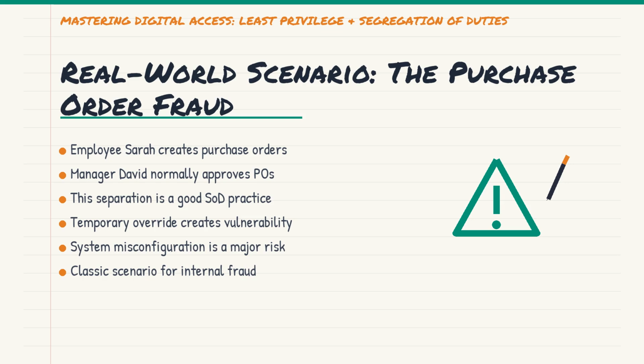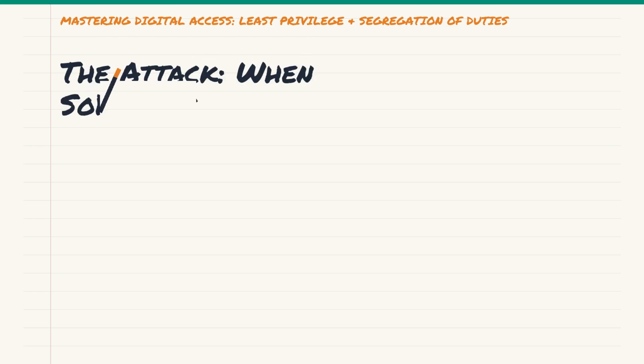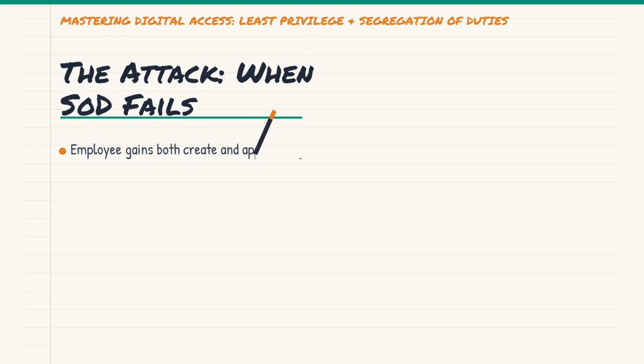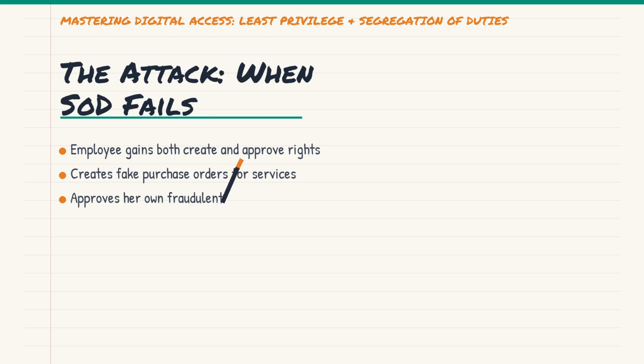Simple and secure. But what if David is on vacation, and Sarah's boss gives her temporary approval rights so things don't get held up? Or worse, what if the system was never set up correctly in the first place, and Sarah always had both powers? Okay, so Sarah now has both the ability to create purchase orders and approve them.